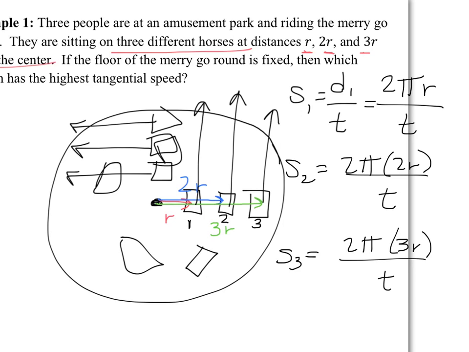So, without even going into any math, it's obvious in this problem that the third horse will have the highest tangential speed. Because look at the formulas. The second one is double the first one. The third one is triple the first one. So this has got to be the largest speed. Remember, as you increase the numerator, the overall value increases. These are directly related. Keep using those terms. Understand that.